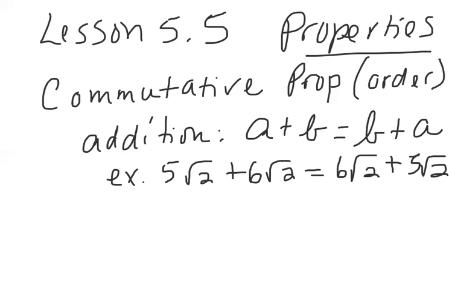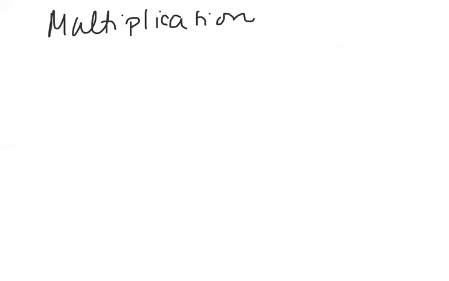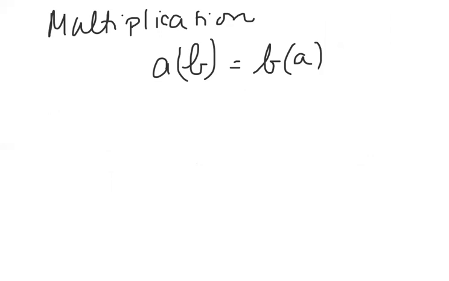Now, the commutative property also works for multiplication, guys. So once again, for the commutative property of multiplication, it says that the order you multiply makes no difference. As in, if you do A times B, this will give you the same answer as B times A. It doesn't make a difference, guys.